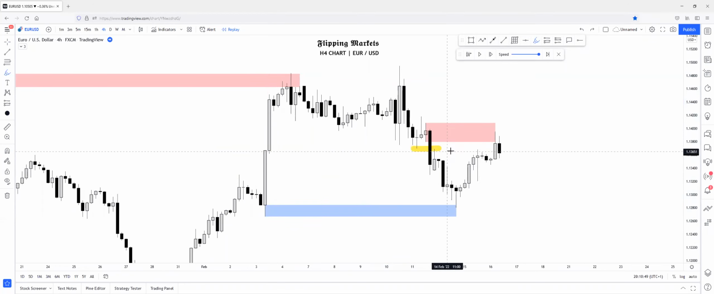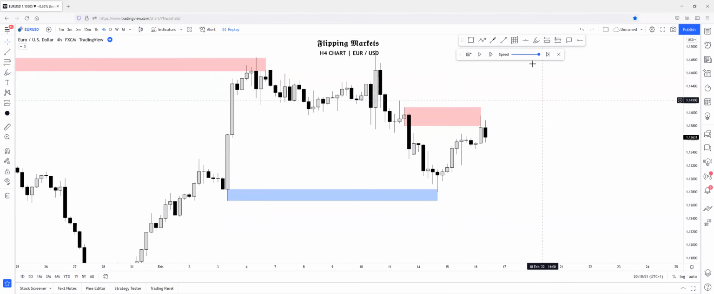Okay, what else can we see? We can see that price has created another supply zone at this region. This was another 4-hour supply zone, not as valuable a supply zone as this one, because there's no inefficiency between this candle and this candle, as you can see. So this supply zone will be weak sooner or later.